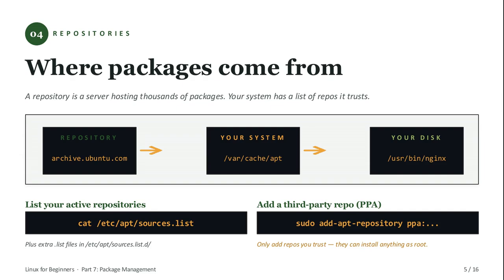But where do those packages actually live? On a repository, basically a big trusted server out on the internet like archive.ubuntu.com, hosting thousands of pre-built packages ready to download. Your system keeps a list of which repos it trusts in /etc/apt/sources.list, and you can peek at it anytime with cat. You can also add third-party repositories called PPAs, but be careful. Anything from a repo can install files as root, so only add ones you genuinely trust.